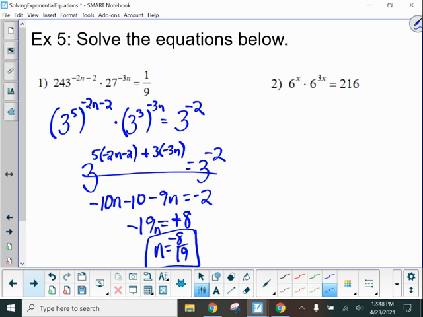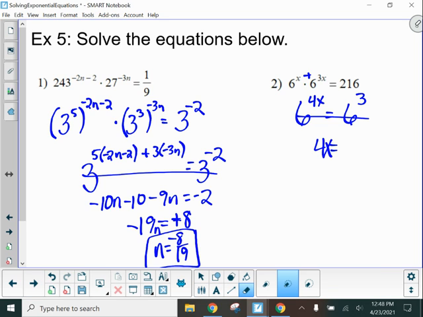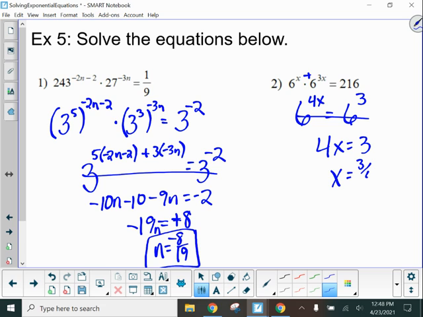Sorry about that. Number 2, this one is a little bit easier. You want to write everything as base 6. On the left-hand side, they are already base 6. So x plus 3x is going to be 4x. 216 is 6 to the 3rd power. So again, we cross out bases. We get 4x is equal to 3. Divide both sides by 4, and you get x is equal to 3/4.